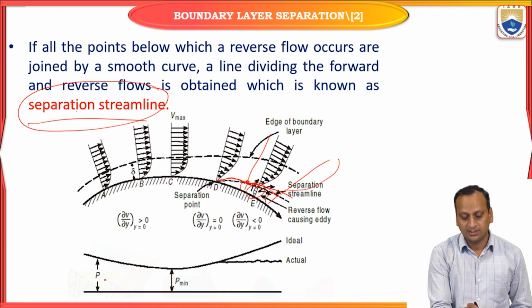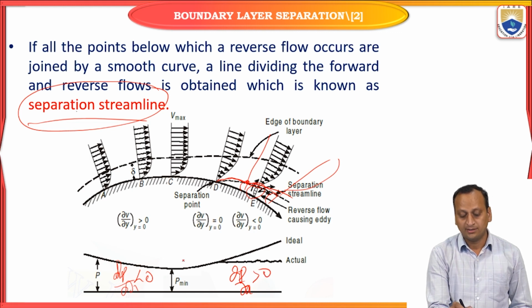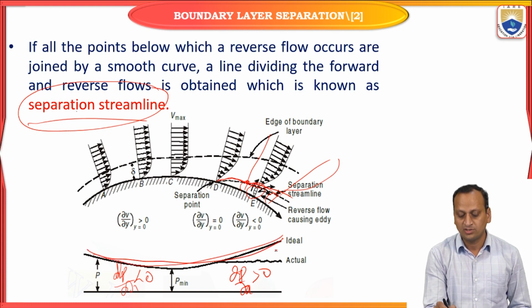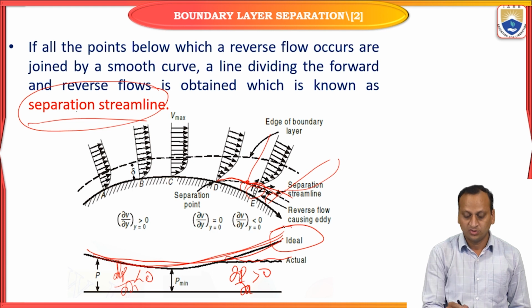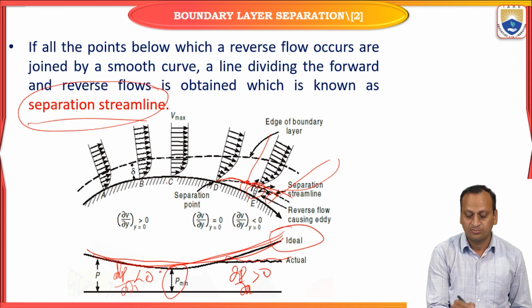Here the pressure gradient ∂P/∂x is less than 0, and here ∂P/∂x is greater than 0. This is known as the pressure distribution line. The actual pressure distribution will be like this, but in the ideal case, the pressure distribution line should be like this. The minimum pressure gradient will be obtained at the center.